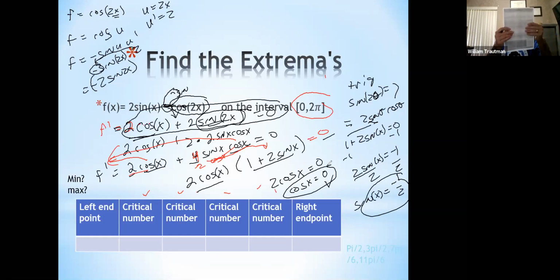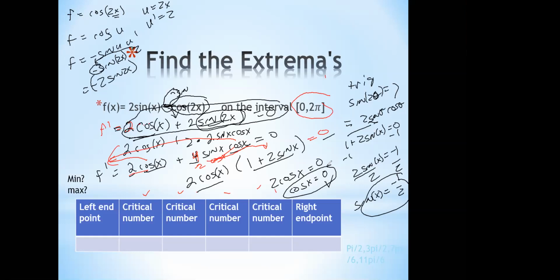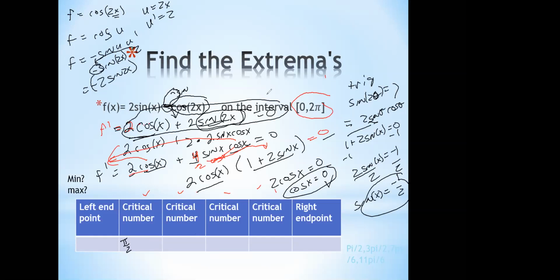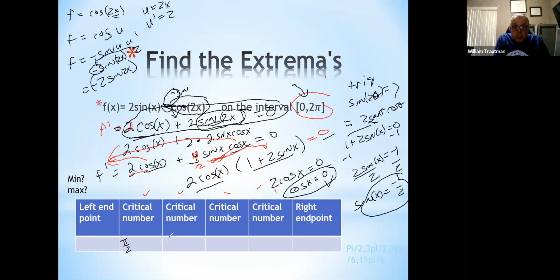I don't know if I can see my unit circle. Remember, cosine are the x values. So where is cosine x equal to 0 on your unit circle? You guys thought you weren't going to have to bring anything to this class, right? Pi over 2, that's one critical number. There should be another one on there. 3 pi over 2? Yeah, because we're going through the interval 0 to 2 pi. 3 pi over 2 is the other critical number.